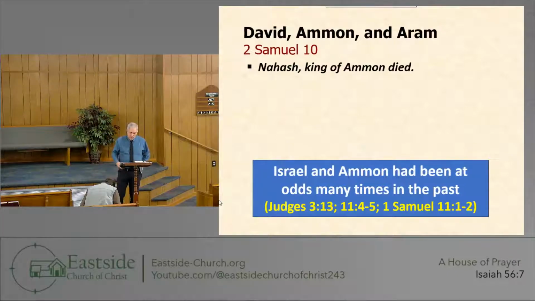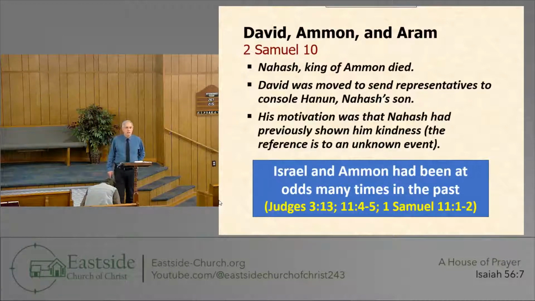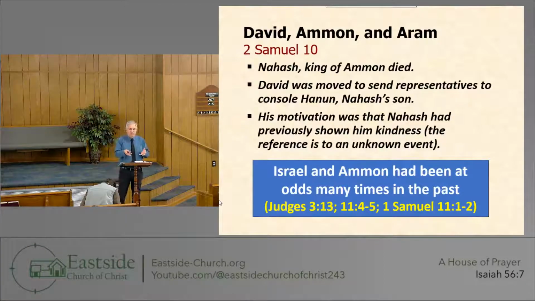In any case, David's moved to send representatives to console Hanun, Nahash's son, who now has lost his father and is taking the throne. His motivation was that Nahash had previously shown David kindness. That's why David is doing this. We don't know when that happened or what event that refers to. I don't think there's any biblically revealed event that shows the king of Ammon being particularly kind to David. But there must have been sometime when he was on the run or when Saul was chasing him or something where Nahash had helped him out.